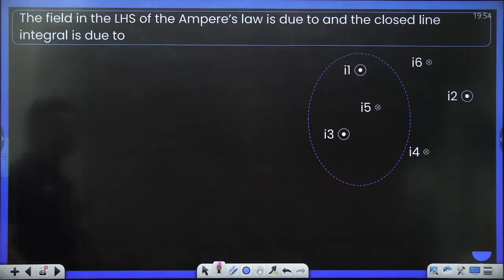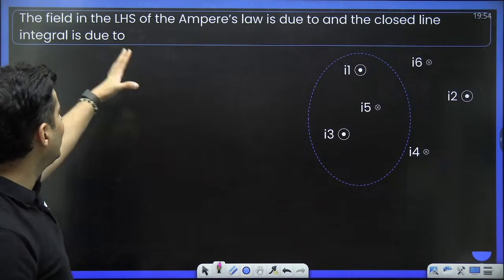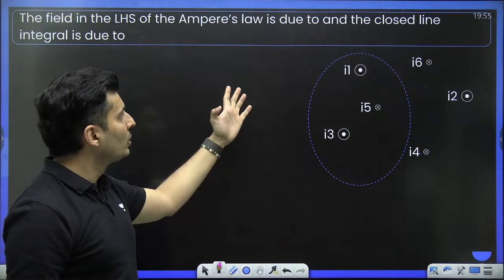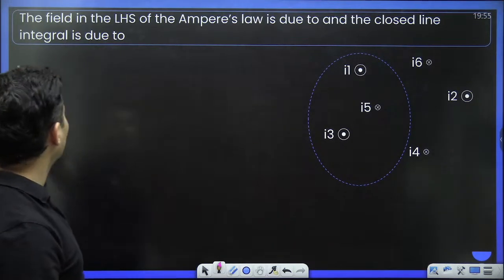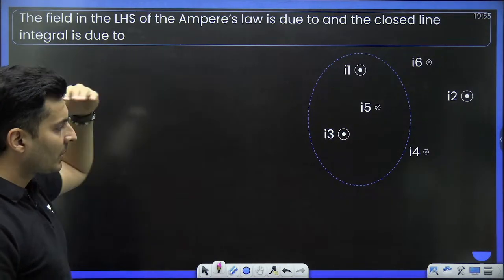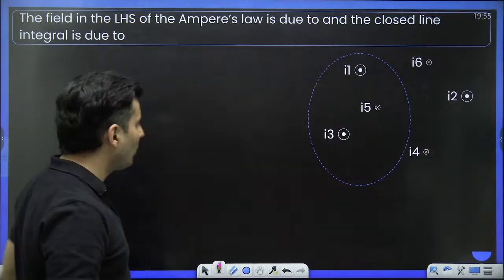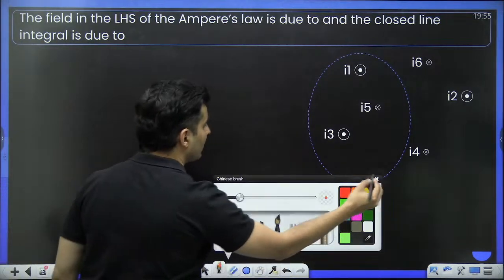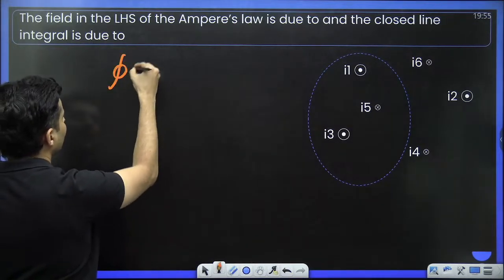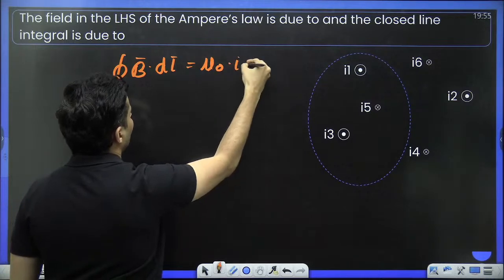Cool? Let's see the questions on Ampere's law. The field on the LHS is due to dash and the closed line integral is due to dash. I think the blank is missing, but I'm asking you the question. What is the LHS of the Ampere's law equation? It is this: cyclic integral B dot dl is equal to mu naught I enclosed.